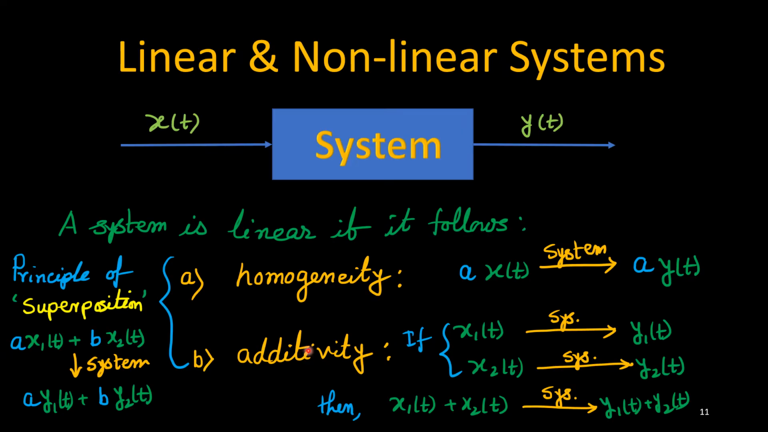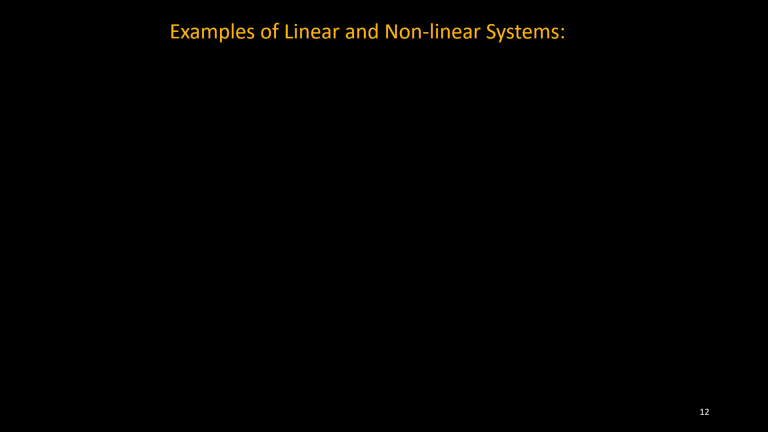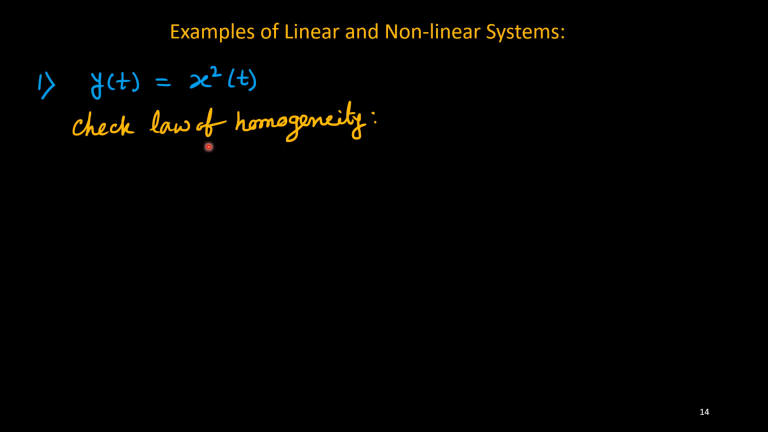Now here we'll discuss a few examples of these linear and nonlinear systems. Now the first example is y of t equals x squared of t. So we need to check whether it is a linear or nonlinear system. So first we will check the law of homogeneity. So x of t is applied to the system and we get y of t, which is x squared of t. This is given by the system's nature.